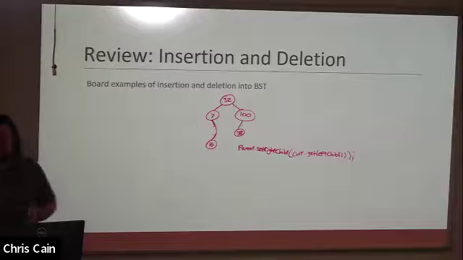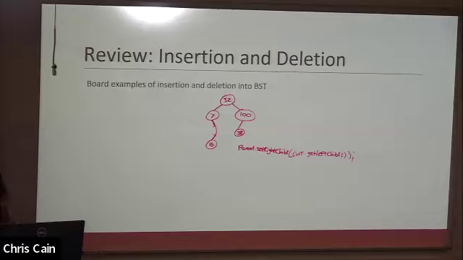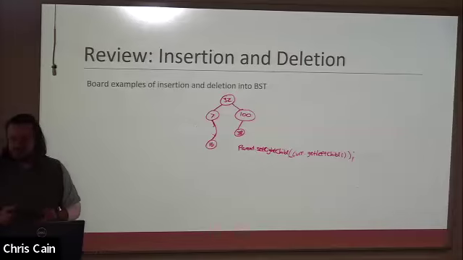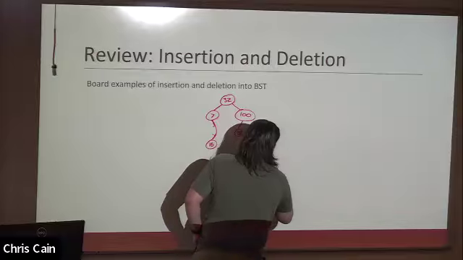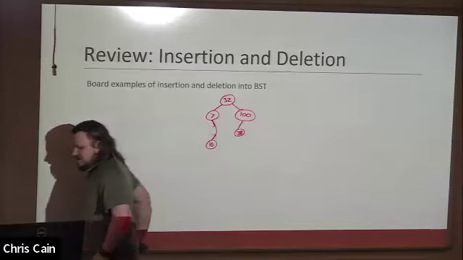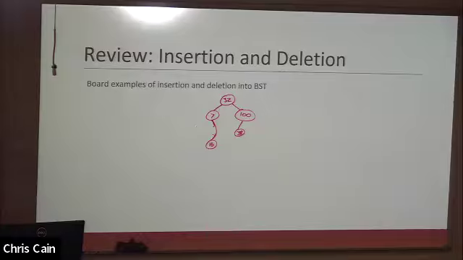Okay, two child delete. What's a node here with two children? 32. We're going to delete the 32. We can imagine there's a little bit more work here that we would want to do. I don't really want this to be the root node.